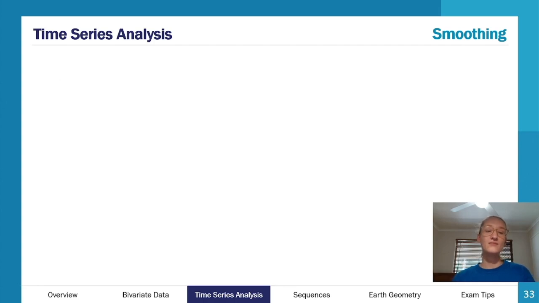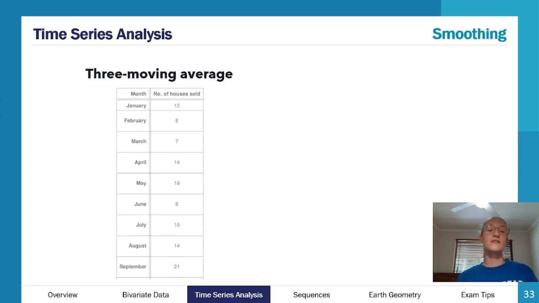So to illustrate the 3 moving average, here we have some time series data. I can see that our explanatory variable is time, and our response variable in this specific scenario is the number of houses sold. So in January, 12 were sold, February 8, March 7, but maybe they've graphed this data and gone, oh, I think there might be some irregular fluctuations in here. So what we're going to do is use smoothing, in this case the 3 moving average or the 3 moving mean, to try and overcome this.